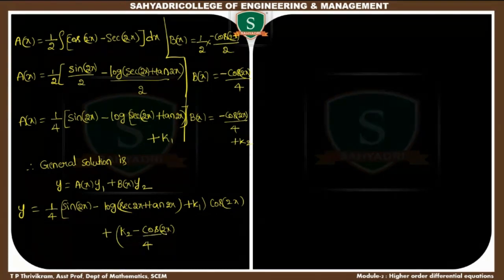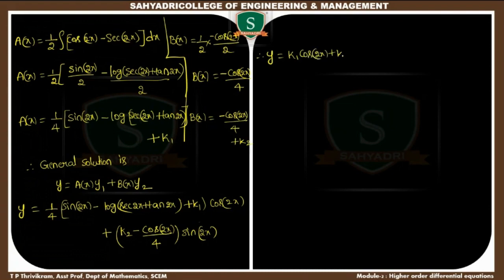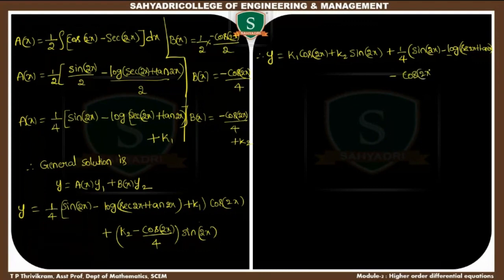Or you can write this as only this one divided by 4 into sin 2x. So therefore, y is equal to k1 cos 2x plus k2 sin 2x. Okay, next, plus 1 by 4 sin 2x minus log of secant 2x plus tan 2x. Okay, next, plus, sorry, minus cos 2x into sin 2x divided by 4. So this much will be your general solution.